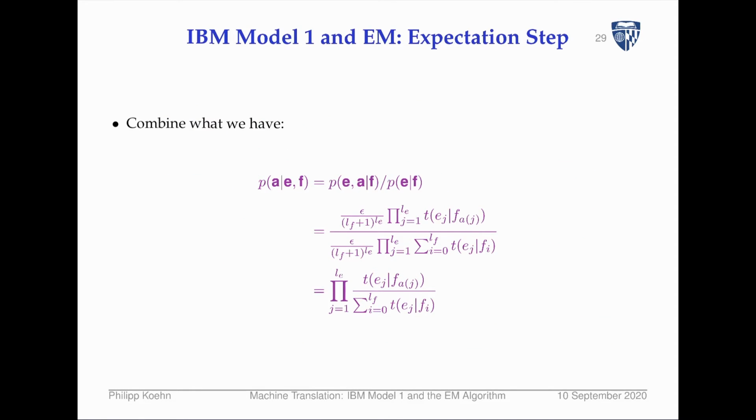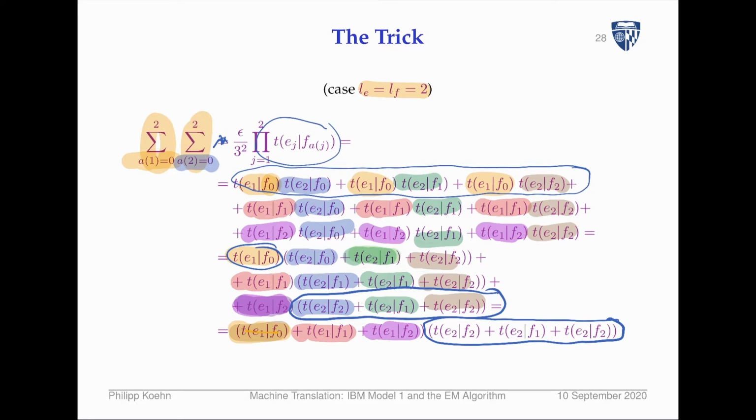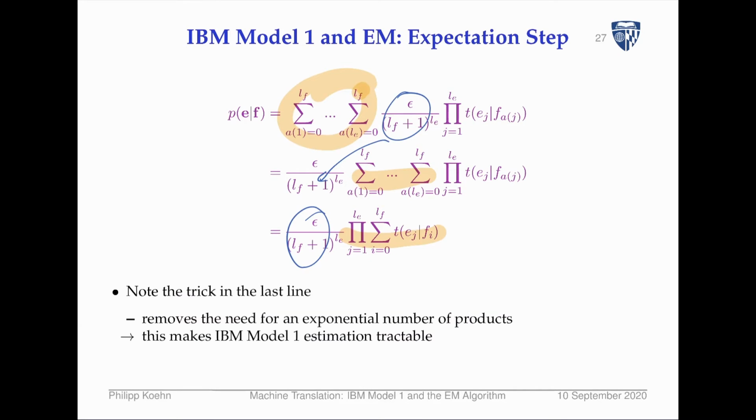And that's basically what we want. So we now have a product over sums. If you look at the previous slide, this is what all this enables here. So instead of having these endless sums, we now have a product over sums.